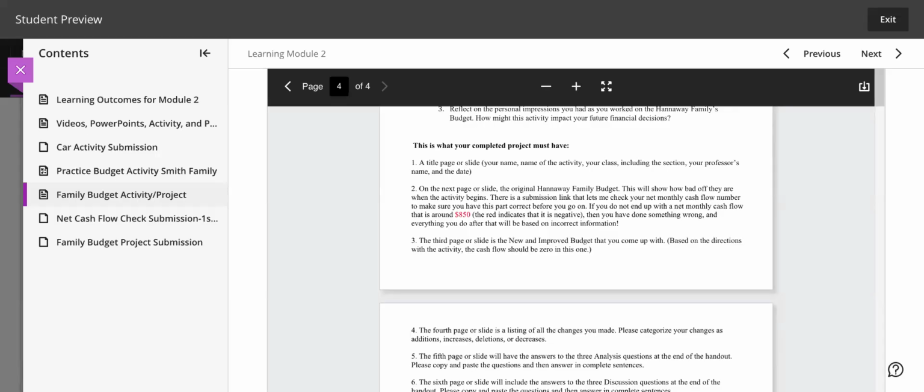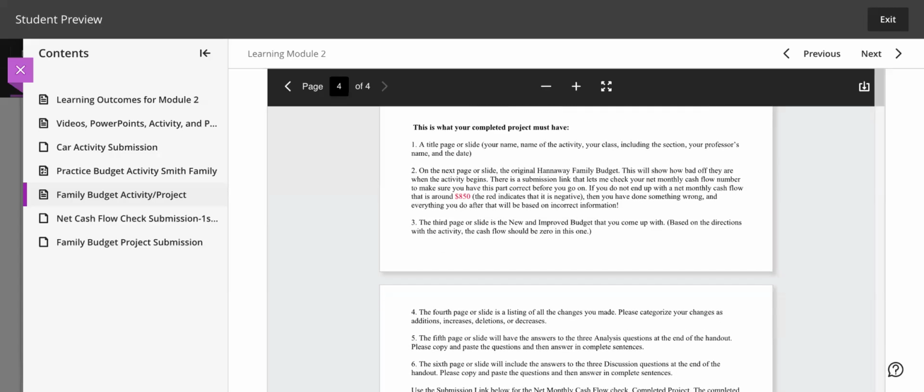Here's what a completed project is supposed to look like. You can either make a PowerPoint or you can put it on some kind of document that has different pages. I don't care. Okay. But it all needs to be together as one thing when you turn it in. You need a title page. That should have this stuff on it: your name, the name of the activity, your class. I don't care if you put the section, but I'm Miss Hill, and you could put the date. That's not hard. Okay, page number 2, the original Hanaway family budget.